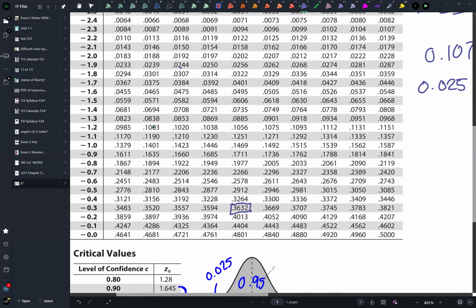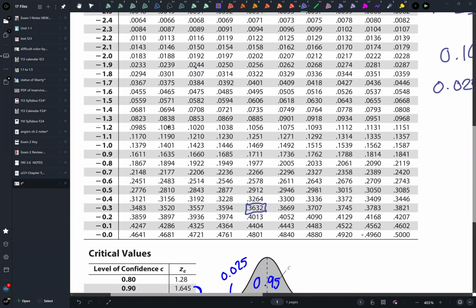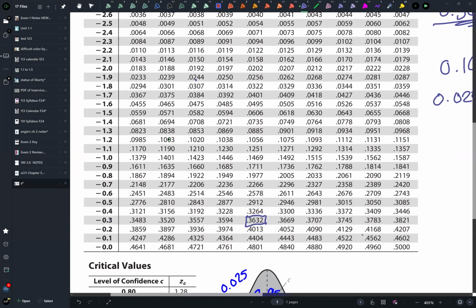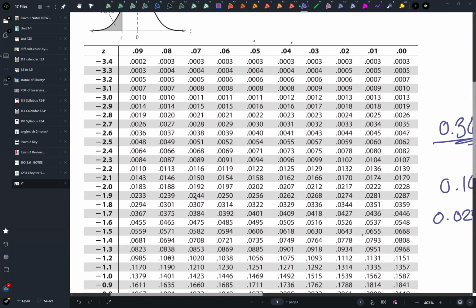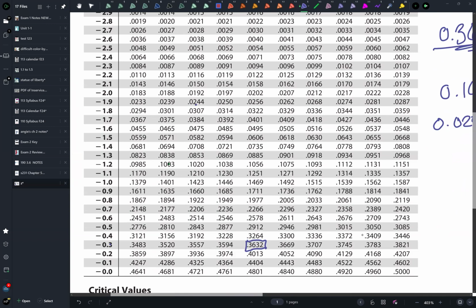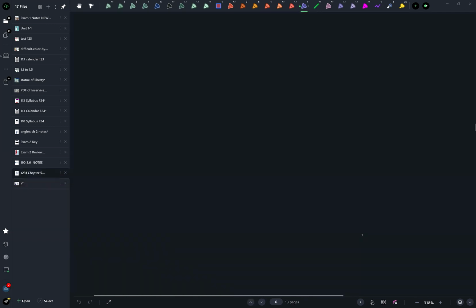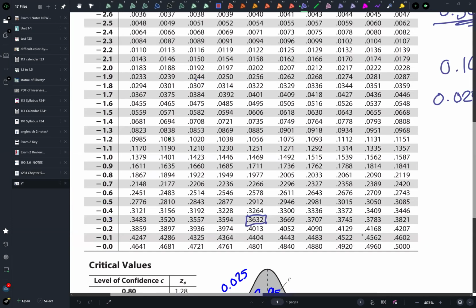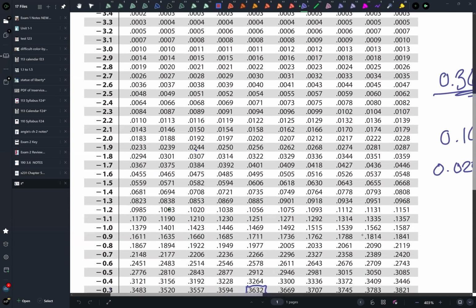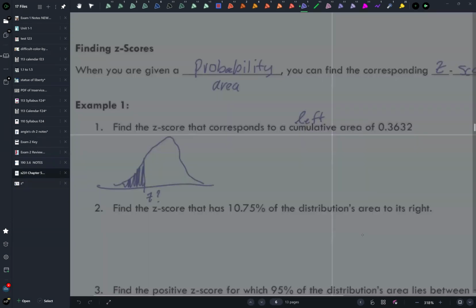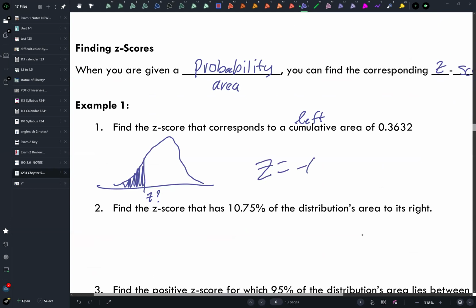Okay, my z-table looks a little bit different than y'all's. I think y'all's go from 0 to 9, and this one went from 9 to 0. It's still the same z-score though for 0.3632. Oh no, excuse me, negative 0.35. So z equals negative 0.35.